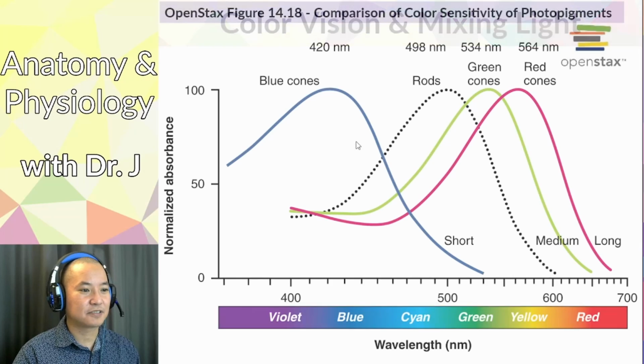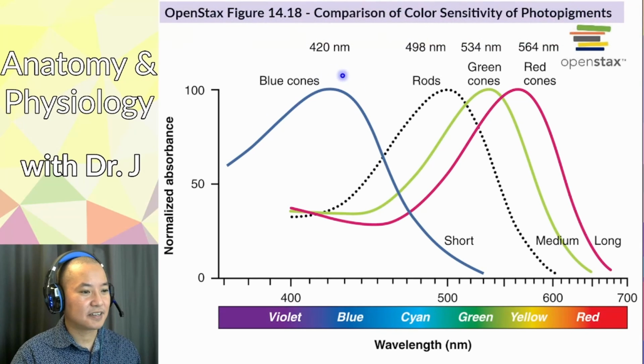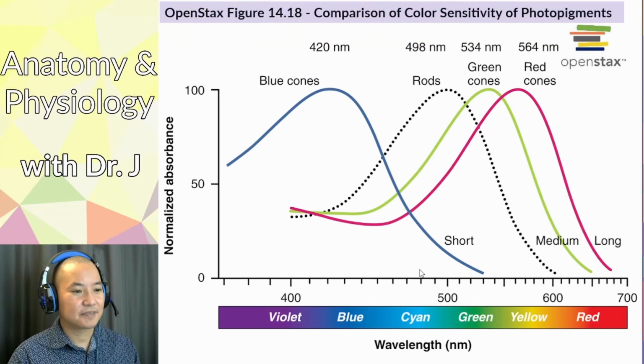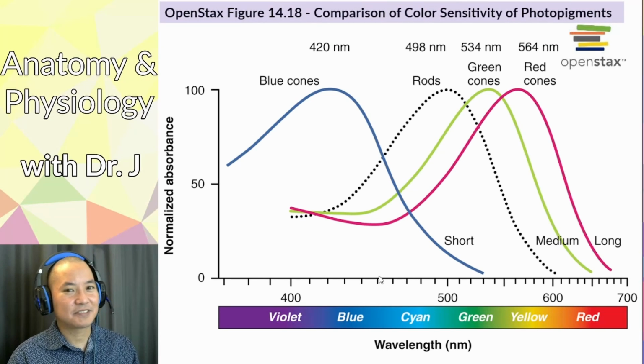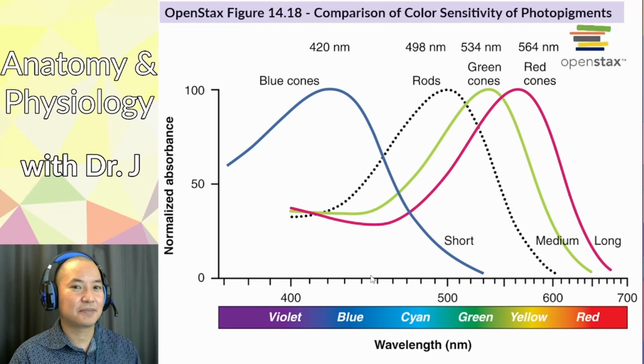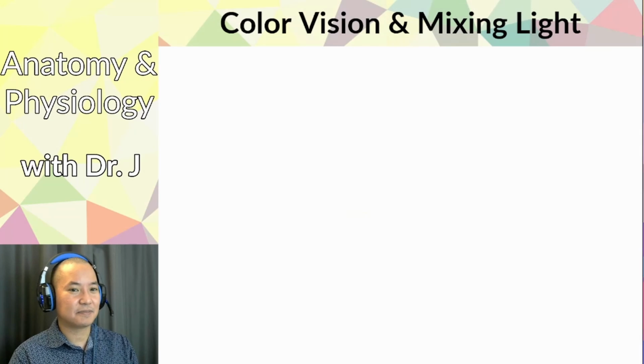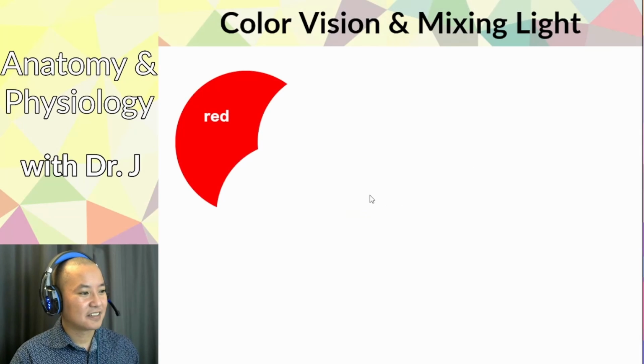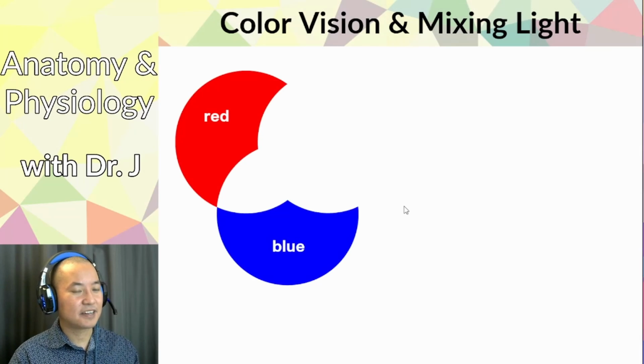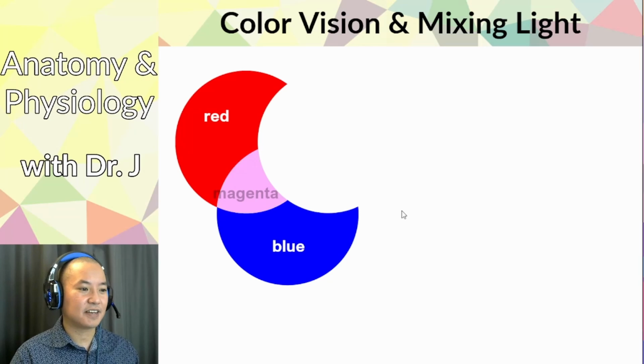So this is why there are 3 types of cones. They detect blue, green, and red. And you might be like, wait, when I was in elementary school, I learned the colors of the rainbow, and you make all of them by mixing red, yellow, and blue. Well, color vision and mixing light is different from actual pigment and art. With mixing light, you have red and blue, but instead of yellow, you have green.